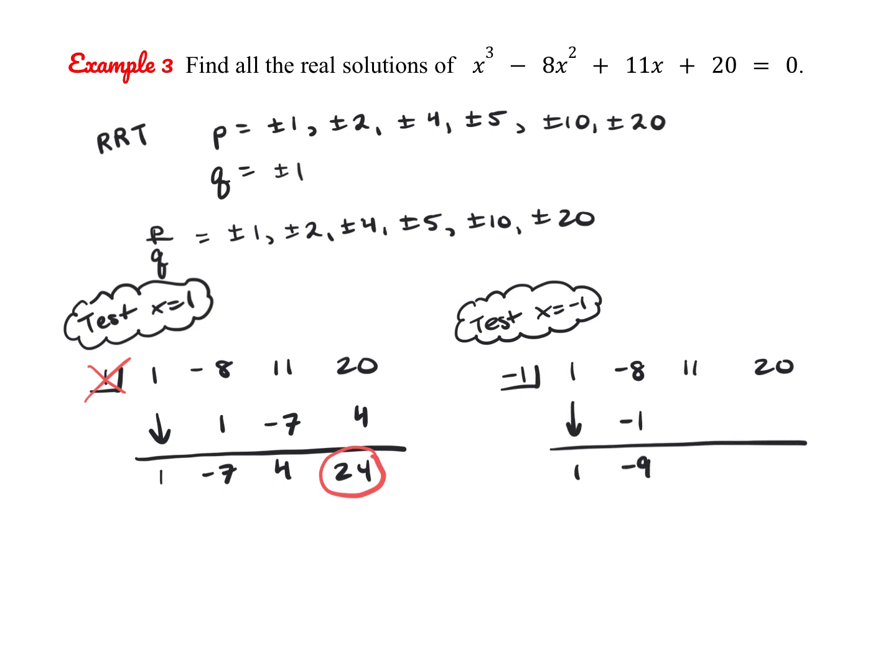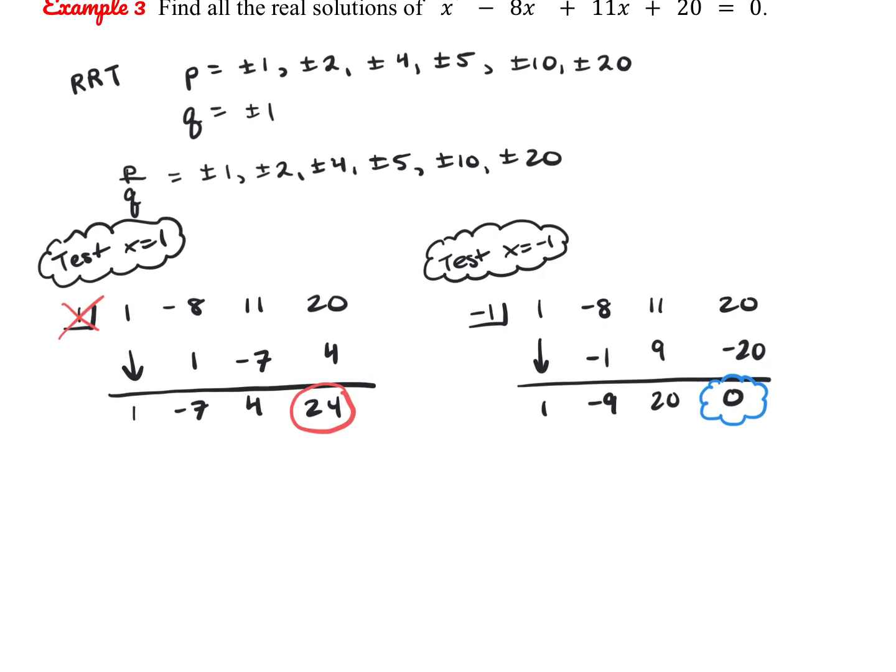So add vertically, multiply, add vertically, multiply, add vertically. All right, so here we have the remainder of 0, which means that x equals 1 is a solution. So I'm going to put a big circle around that so I remember that that's a solution. And then I'm going to take my remaining polynomial, x squared minus 9x plus 20, which I got from the quotient of my long division.